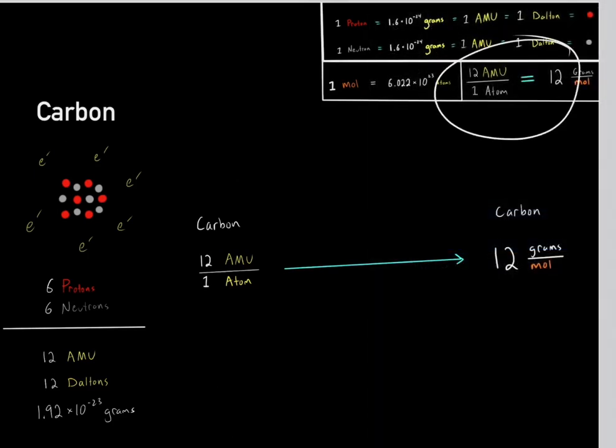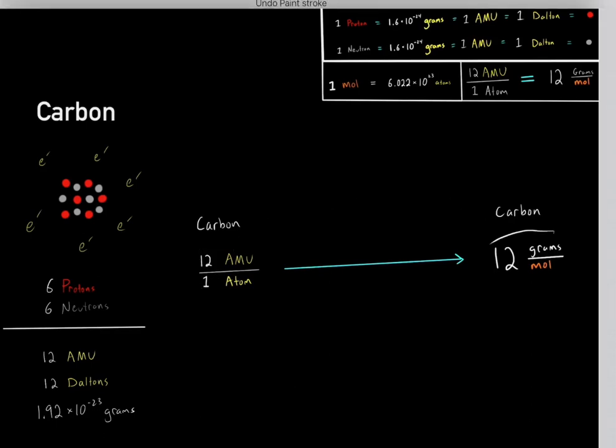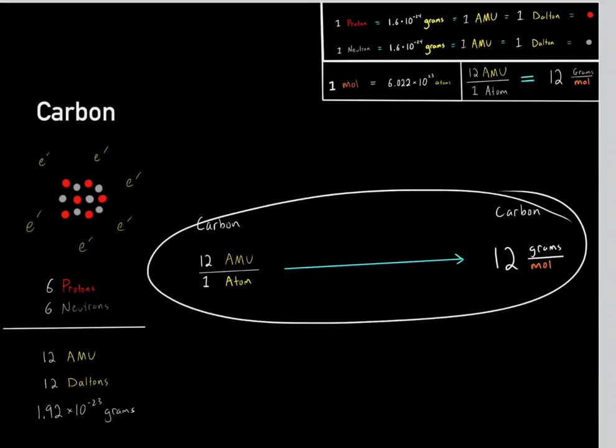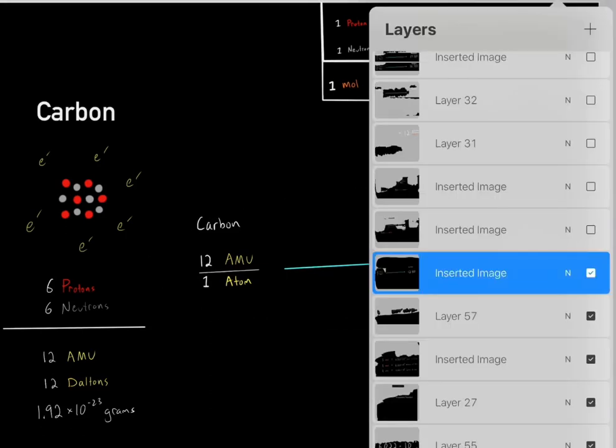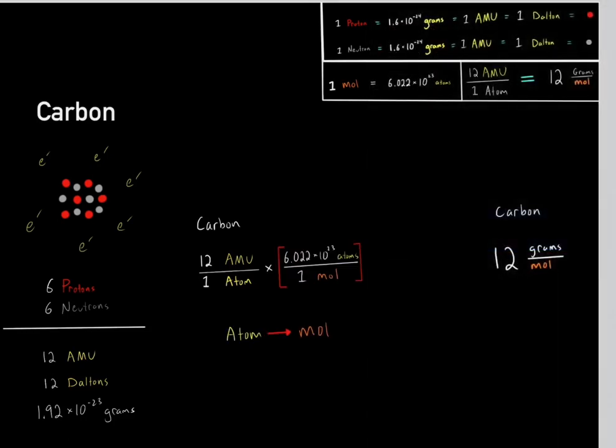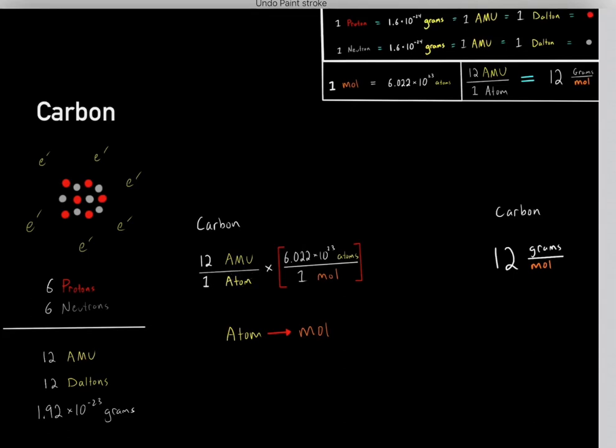So again, remember this important relationship. For carbon, there are 12 atomic mass units per 1 atom of carbon. So therefore, there are 12 grams per 1 mole of carbon. And again, we said this is an important relationship you just have to memorize. But if you really want to understand why this is true, first, we can take these atoms and convert them to moles using this conversion factor. Again, we know this conversion factor. There are 6.022 times 10 to the 23 atoms per 1 mole. So using this conversion factor, we can take atoms and convert them to moles.